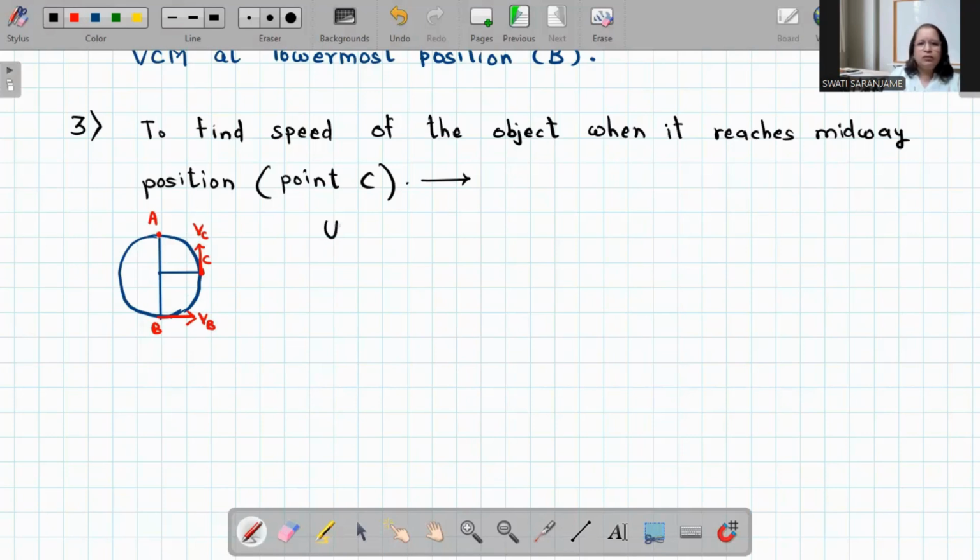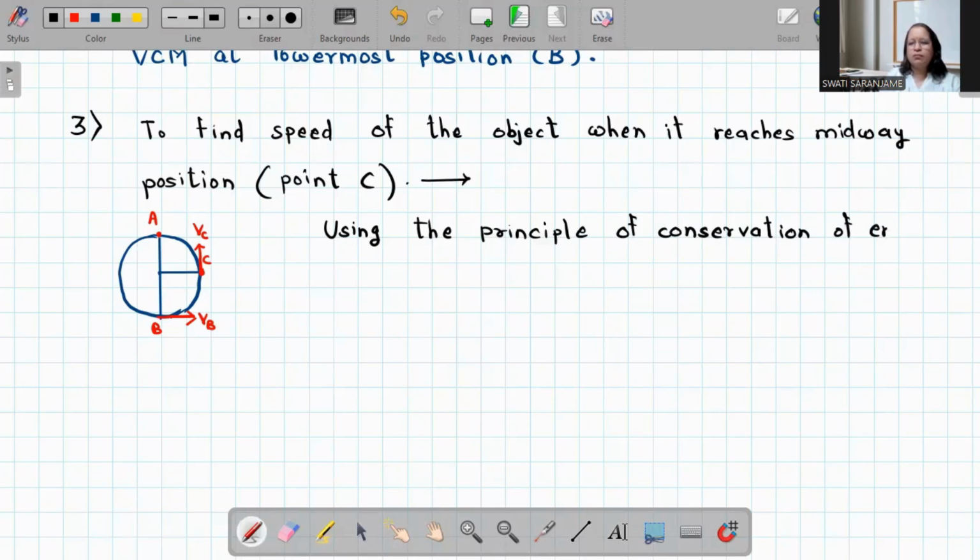So using the principle of conservation of energy to find the speed at position C. Conservation of energy for positions B and C. Because to use that principle, we always need 2 points, and position C we have.